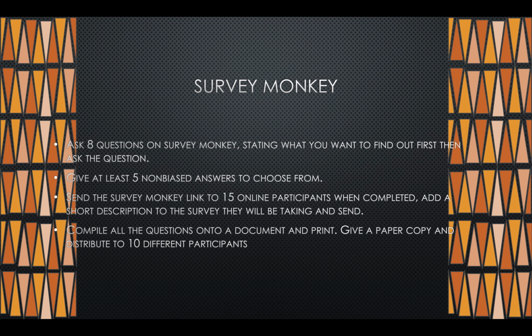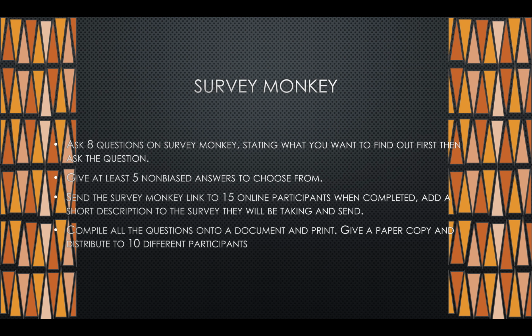So in SurveyMonkey, I asked 8 questions stating what I want to find out first. And then it's crucial that you ask at least 5 non-biased questions to choose from. And then I went ahead and sent the SurveyMonkey link to 15 online participants when completed, and add a short description to the survey they will be taking and send it.